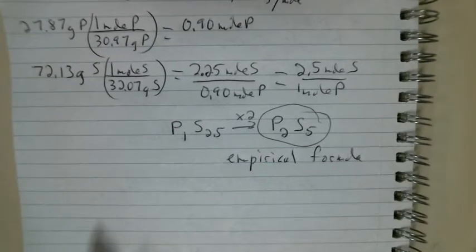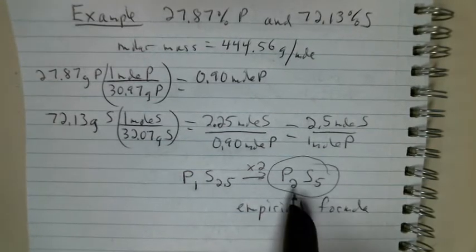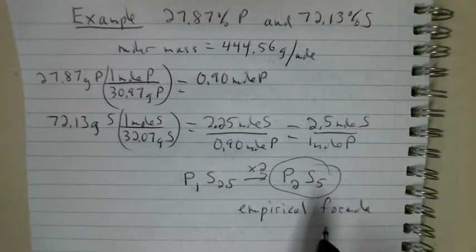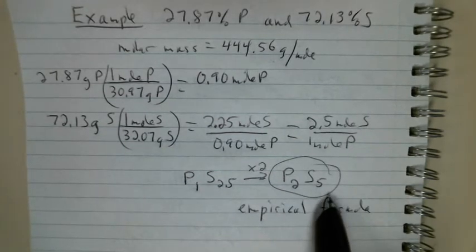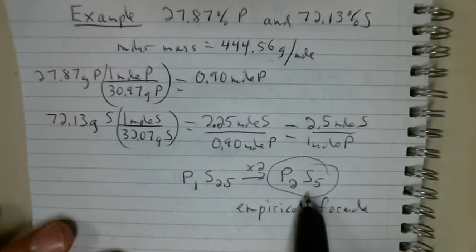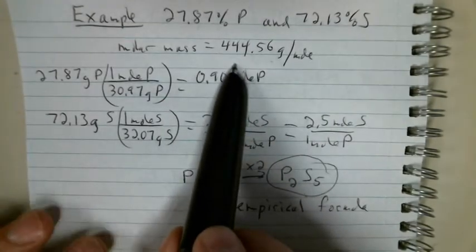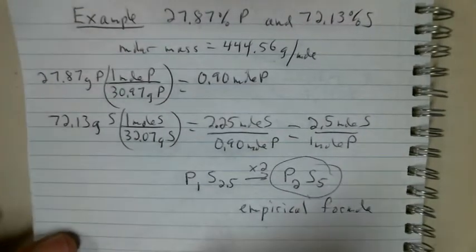What about the molecular formula? So again, the molar mass is 444. So we know the molecular formula is some multiple of this. It's either P2S5 or it's P4S10, etc. So what we have to do is find the mass of this and divide, see how many times it fits into that molar mass. So I'm going to do that.